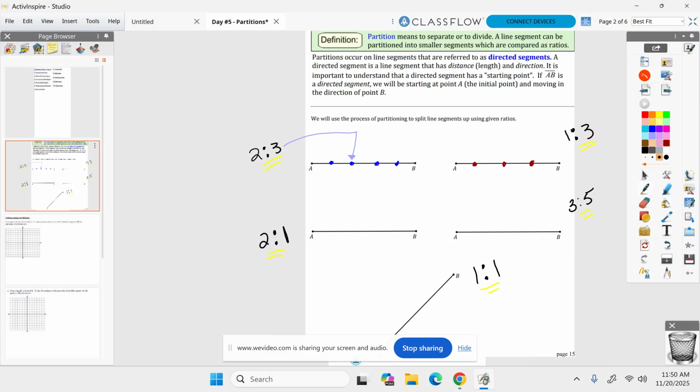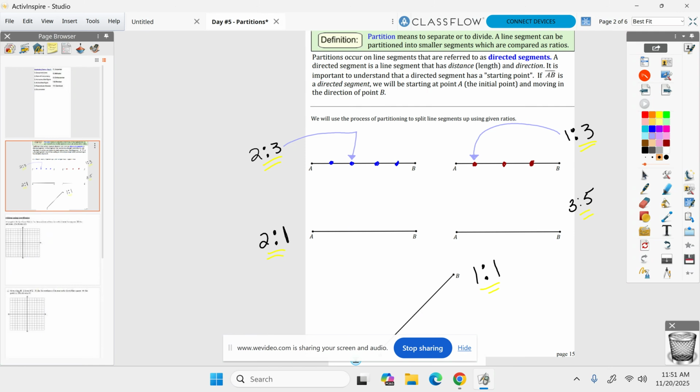Four equal parts. Go ahead, point to where the 1 to 3 point would be, please. 1 to the left, 3 to the right. Where is that? And it should be right here. Okay, a couple more so we get the hang of this.